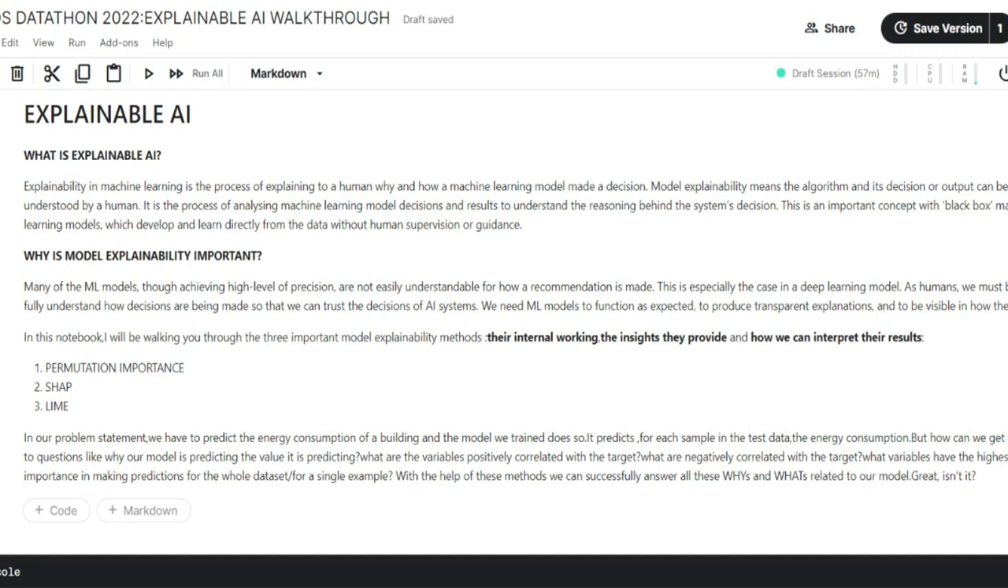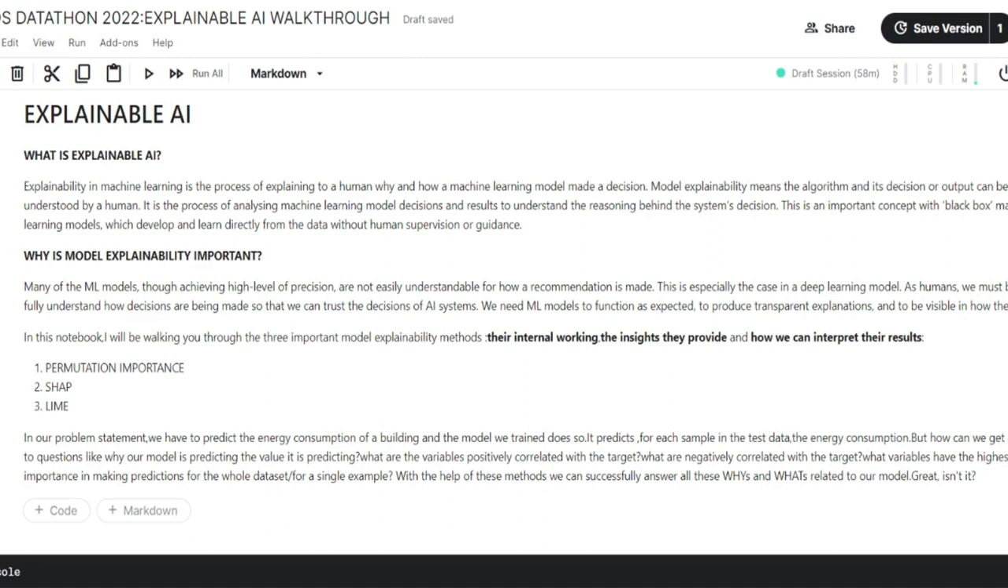So you cannot just have a black box making some decisions and you're using it for your company, your business, and where there is no trust, you cannot use anything. So you need to know the process behind the predictions, like whatever predictions your model is making. So this is a very important concept with black box machine learning models, which develop and learn directly from data without human supervision or guidance.